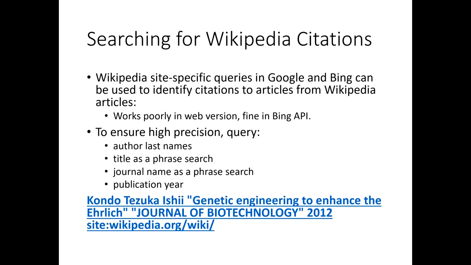And here's an example. This is a search for Bing or Google with the last names of 3 authors, then the title of the paper in quotes, then the title of the journal in quotes, and then the publication year, and then finally site:/wikipedia.org/wiki. The final bit ensures that the search engine will only return matches from Wikipedia that are standard Wikipedia pages. So it's a clever search engine search to match citations to specific journal articles within Wikipedia.